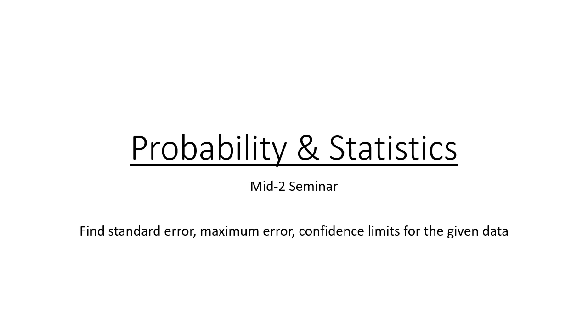Today I am going to find the standard error, maximum error and confidence limits for the given data. Firstly, standard error. The standard deviation of the sampling distribution of a statistic is known as its standard error. It is abbreviated as SE. For example, the standard deviation of a sampling distribution of mean x̄ is the standard error of the mean.